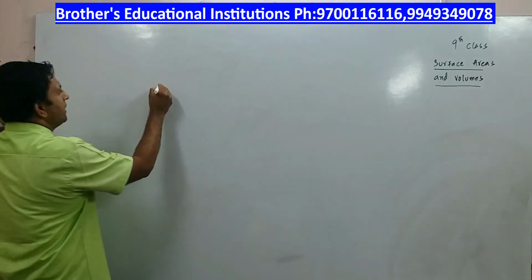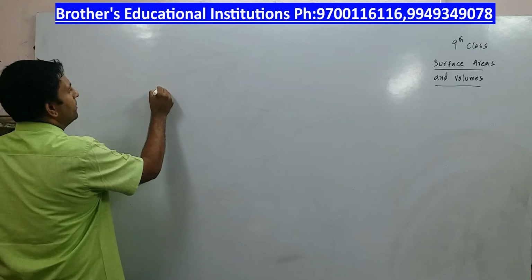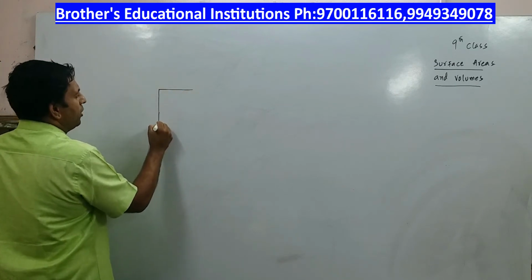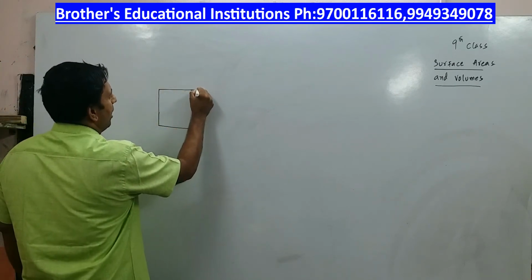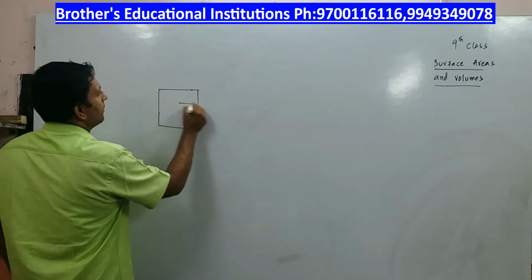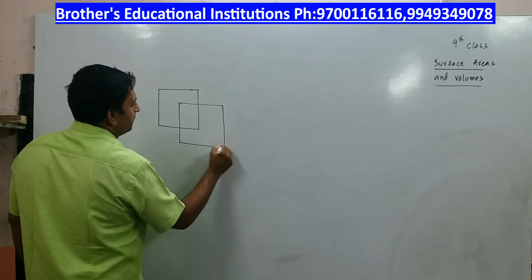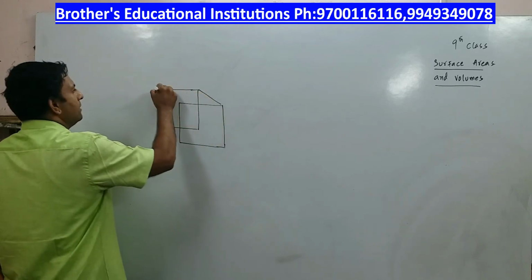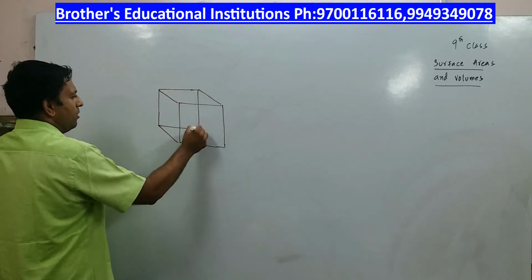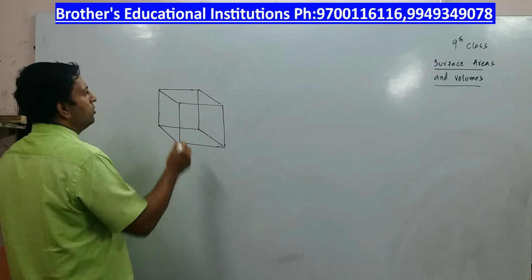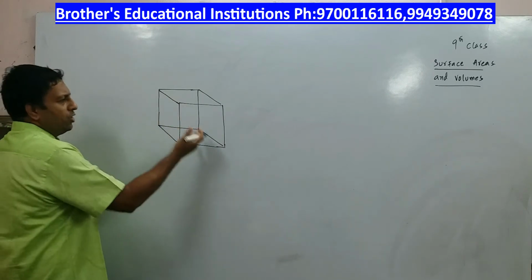See, a cube is a three-dimensional object. Now how do I draw a cube? See, this is how I will draw this cube, right? And what are the properties of a cube? A cube has got 6 faces, alright.